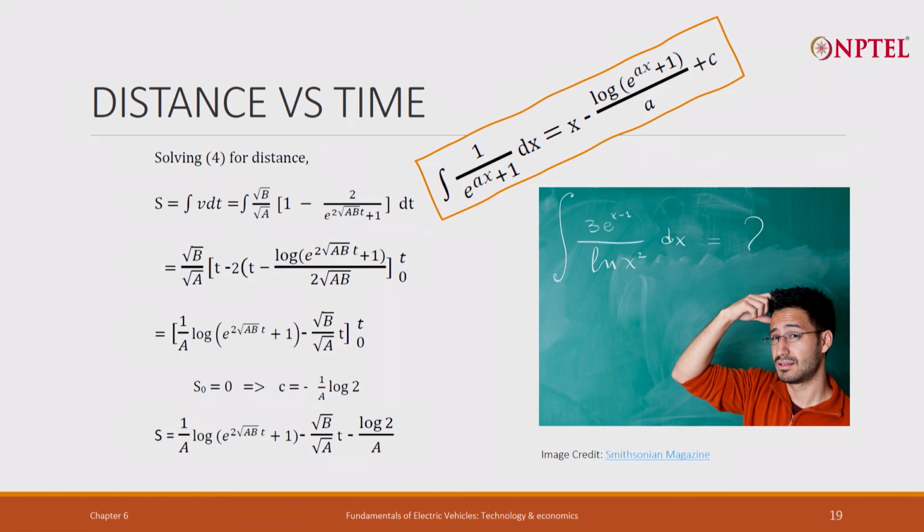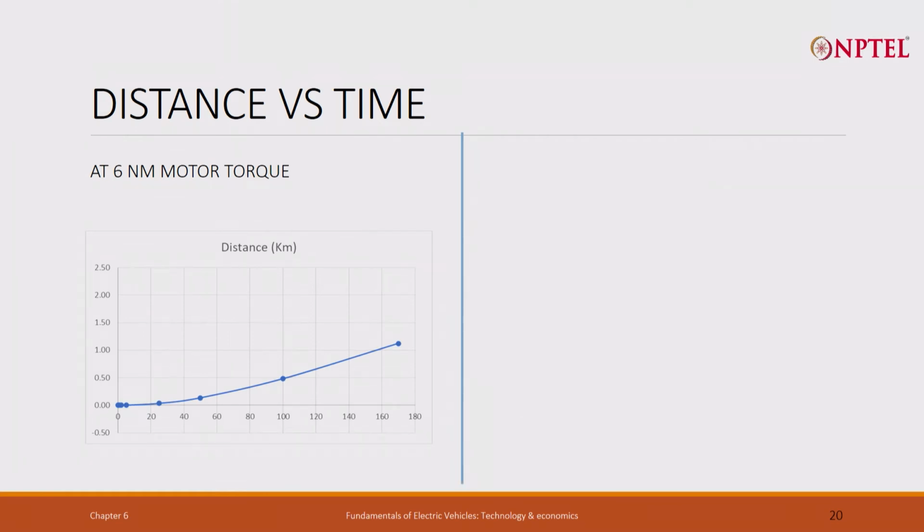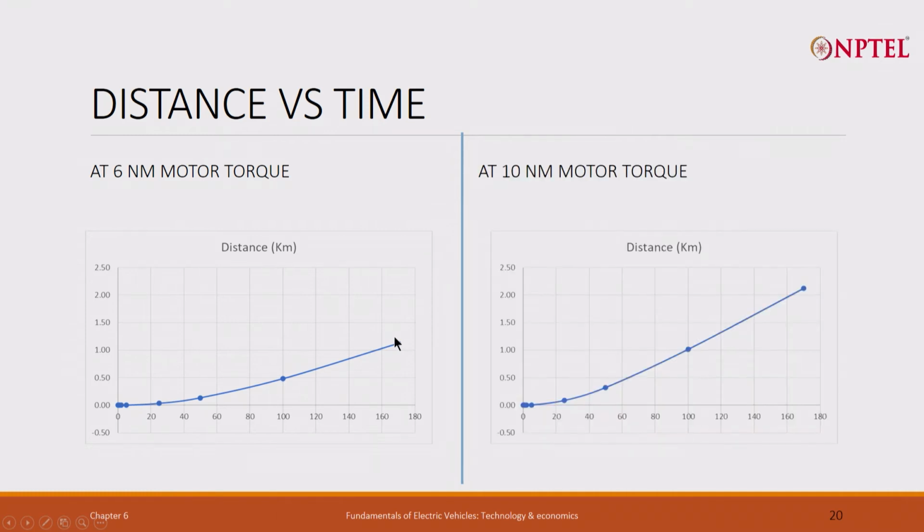Now, if I were to plot this as a function of time and see how the distance changes, then if I travel at 6 Newton meter torque, this is the way distance will change. You can see that after about 170 seconds I have covered a little more than 1 kilometer. Whereas if I apply 10 Newton meter torque, after the same 170 seconds I have covered more than 2 kilometers. So this is how the distance changes with time.